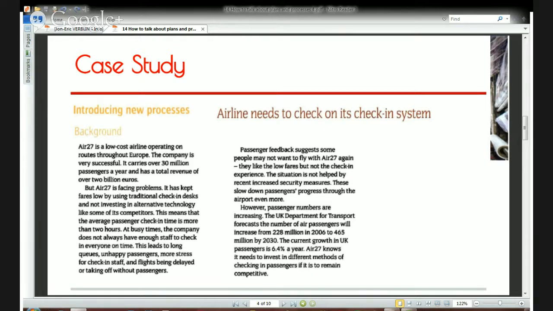The UK Department for Transport forecasts the number of air passengers will increase from 228 million in 2006 to 465 million in 2030. By the way, not millions, but just million. There's no S. The current growth in UK passengers is 60.4% a year. Air 27 knows it needs to invest in different methods of checking its passengers if it is to remain competitive.